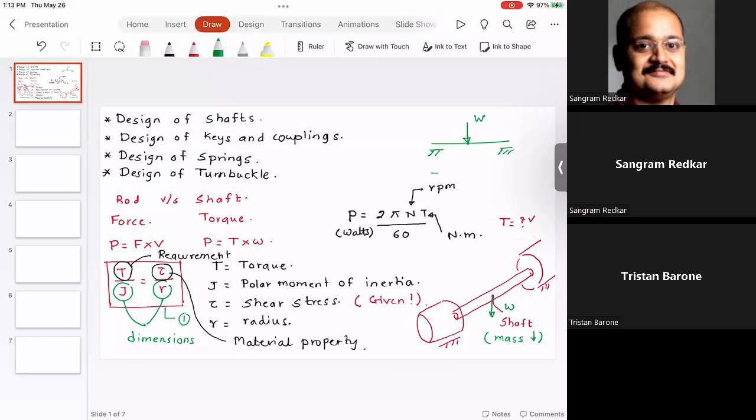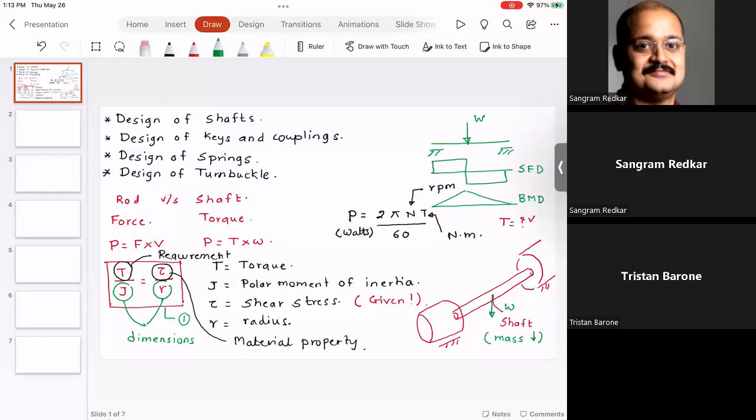So if you were to draw the shear force diagram, you're going to have a shear force diagram something like this, and a bending moment diagram something like this. This is called the shear force diagram. This is called the bending moment diagram.